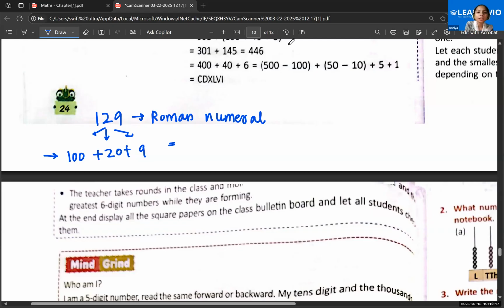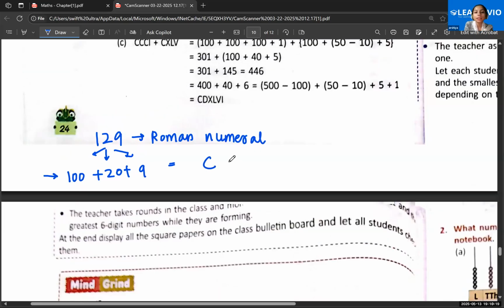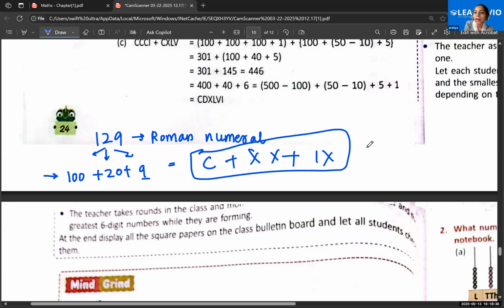Now how do you write 20? So for 100 I'm writing C, plus for 20, how do you write 20? X. X plus 9. So how do you write 9? IX. So now I'll add all 3 of them, and what I mean by adding all 3 is I'll write this together. So C double X I X. Okay? Easy. When you write it like this, it will be easier for you to write down the Roman numerals.